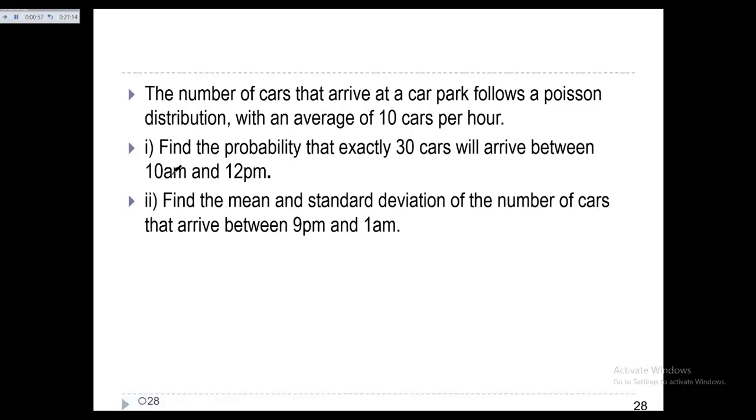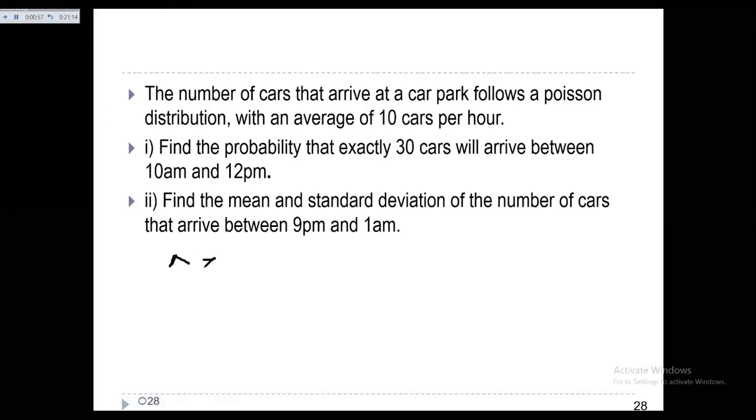Okay. So we're looking at this example before we went off. Let's continue from here. We are asked to find, he says, the number of cars that arrive at a car park follows a Poisson distribution with an average of 10 cars per hour. So we're given a constant rate of 10 cars per hour. Okay, so that is a homogeneous Poisson process. Then it says find the probability that exactly 30 cars will arrive.